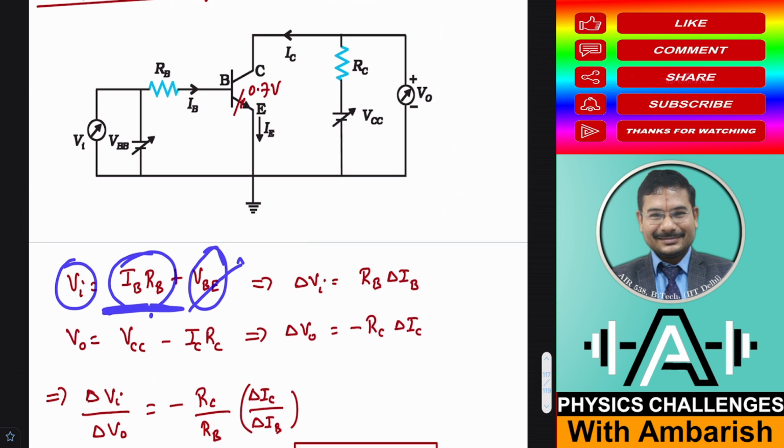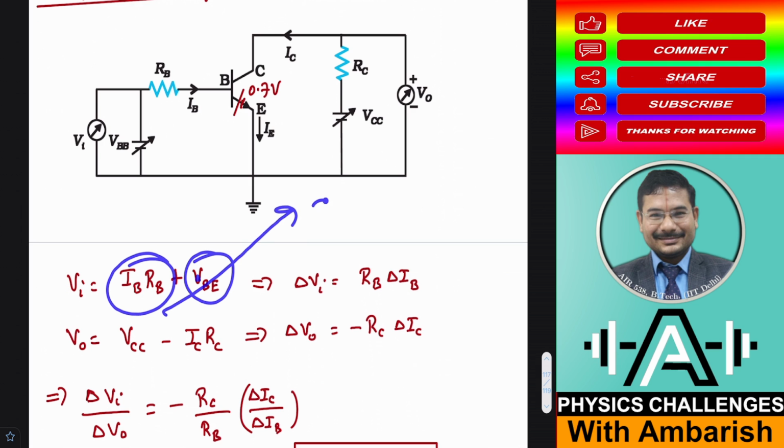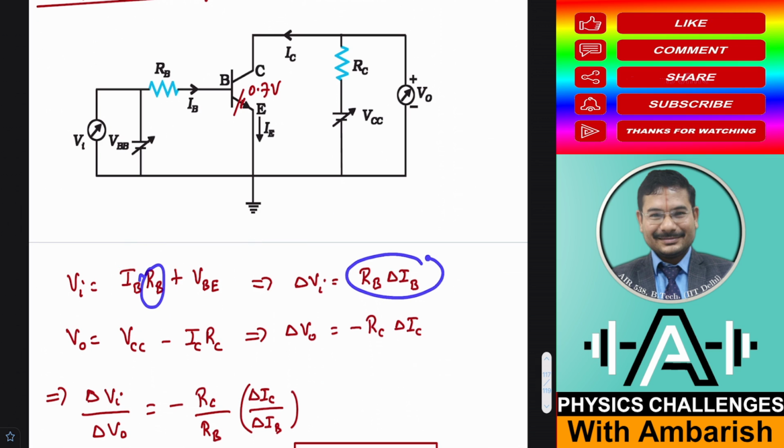Okay, IBRB is RB into delta IB. So if you take delta VI, this becomes delta of this term plus delta of this term, but delta of this term goes to 0, and delta of this term, since RB is constant, is RB into delta IB. So this is the change in input voltage, right?